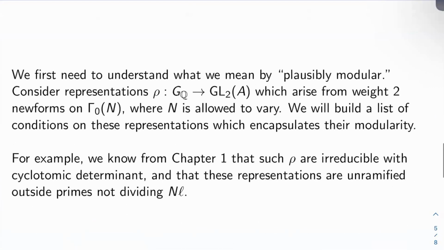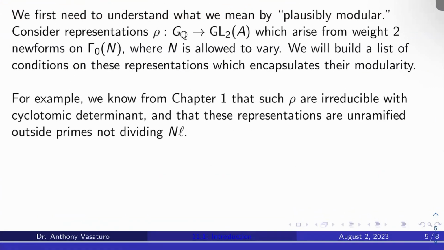Okay, so what does plausibly modular mean? Well, let's consider representations rho from G_Q to GL_2(A), where A is as above, which do happen to arise from weight 2 newforms on Gamma_0(N), where N is allowed to vary, let's say. We're going to build a list of conditions on these representations, which encapsulates their modularity. For example, from chapter 1, we know that we're going to need such rho to be irreducible with cyclotomic determinant. And these representations are going to have to be unramified outside primes dividing Nl. These are very basic properties of l-adic representations attached to weight 2 newforms. And so those are definitely conditions that we're going to want listed among those that encompass plausible modularity.